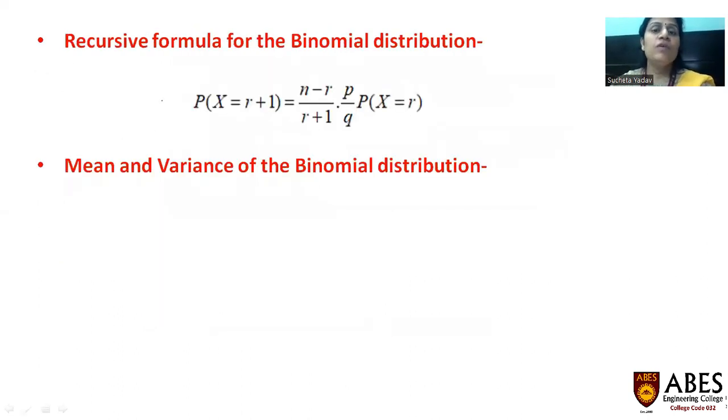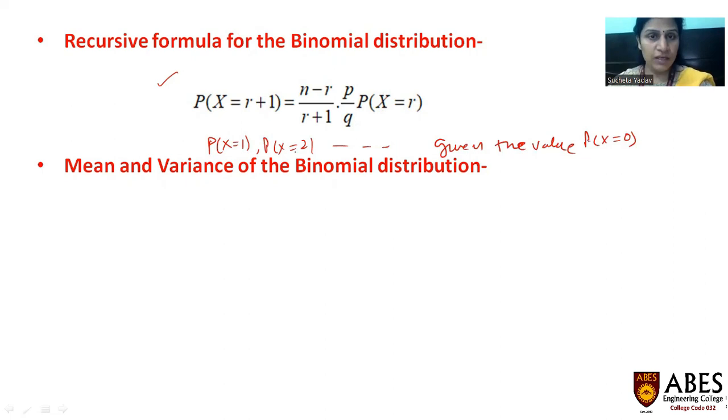Now, the recursive formula for binomial distribution is given by P of x equals r plus 1 is (n minus r) upon (r plus 1) into p by q, into probability of x equals r. We can use this if we have to find the values of P of x equals 1, P of x equals 2, and so on, given the value of P of x equals 0. That means if probability of x equals 0 is given, we can use this recursive formula to find the probability of x equals 1, 2, and so on.